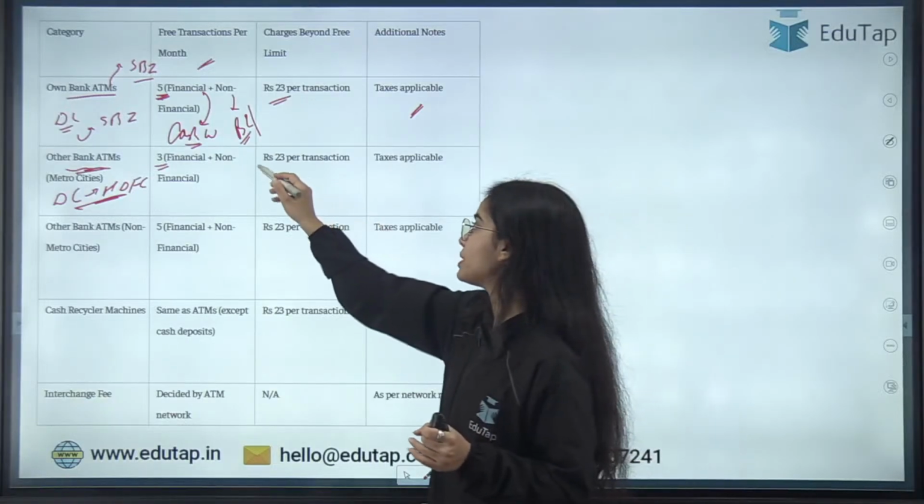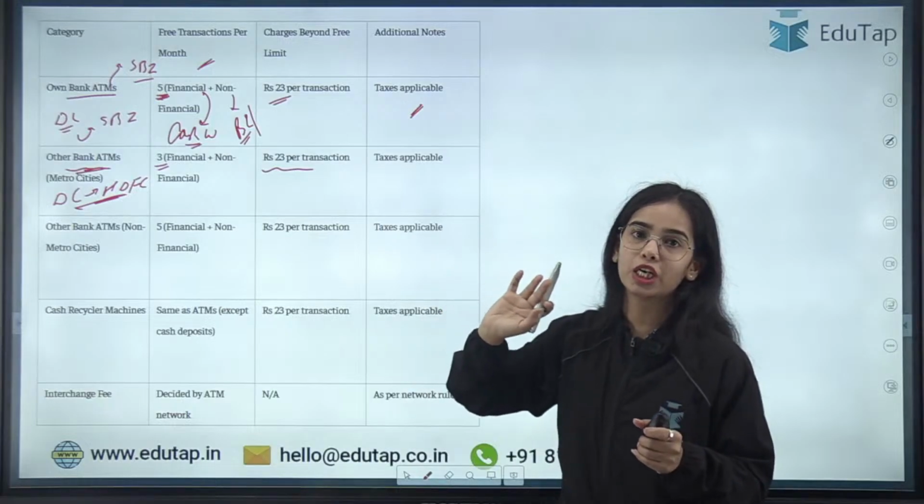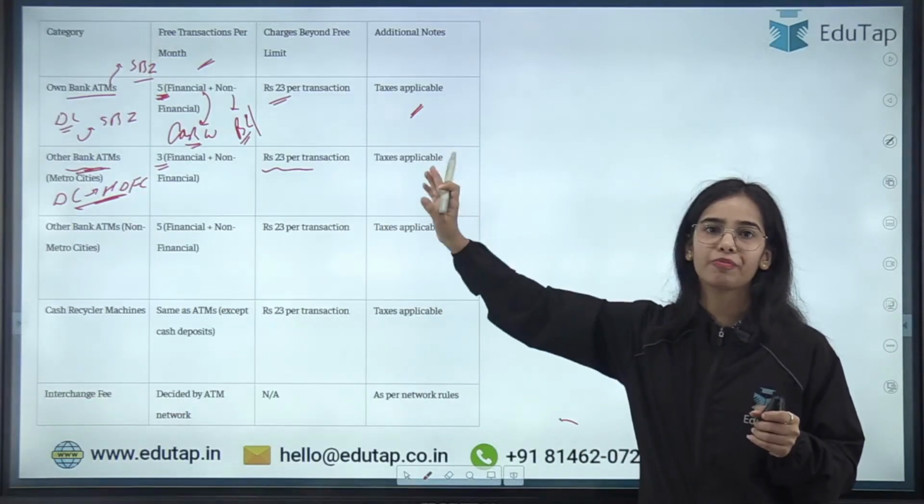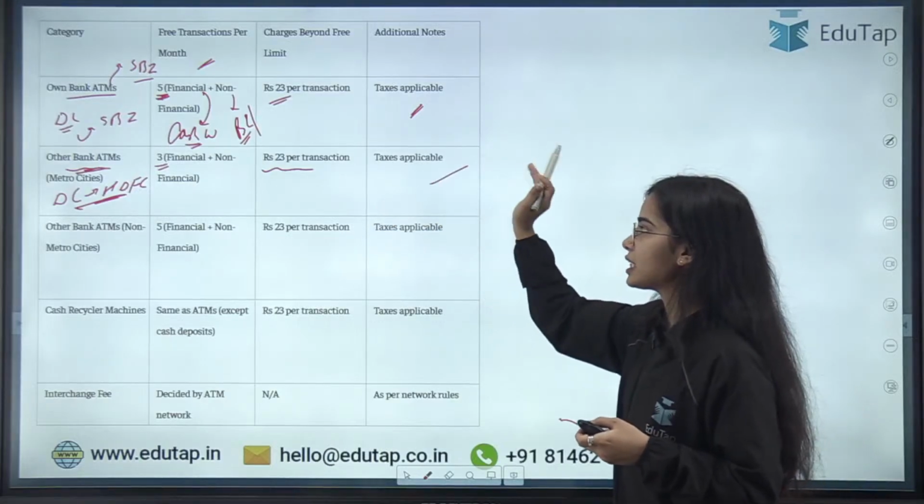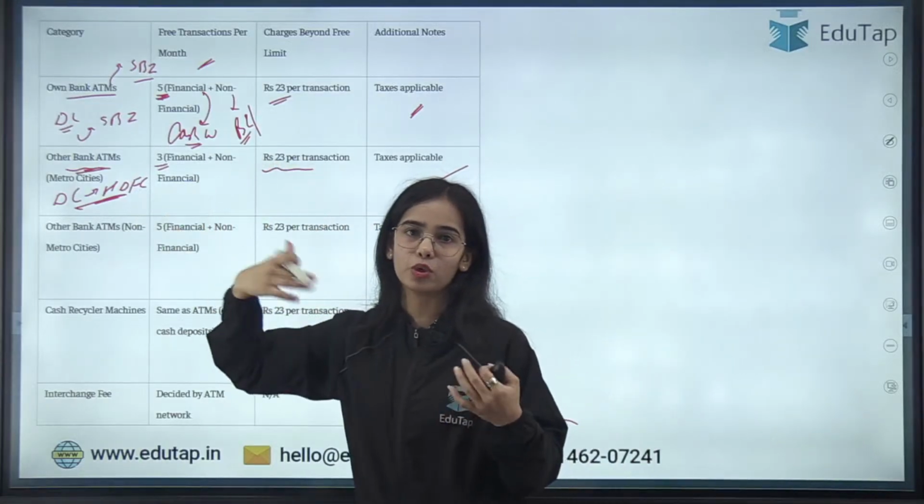After that, you will be charged up to a maximum of ₹23 per transaction. This is the maximum. Some banks may charge less also. Some banks can charge up to this. GST and taxes will be applicable over and above.